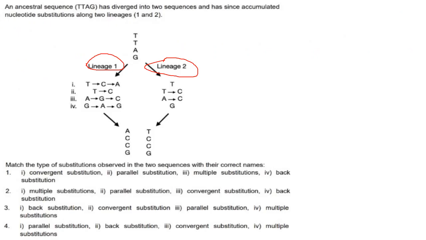Then next one. An ancestral sequence TTAG has diverged into 2 sequences and has since accumulated nucleotide substitutions along 2 lineages. This is lineage 1 and lineage 2. Match the type of substitution observed in the 2 sequences with their correct names. So you have to see whether it is multiple substitution, convergent substitution, parallel substitution, or back substitution.